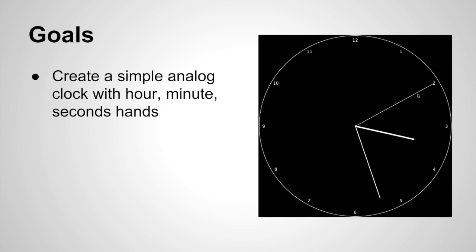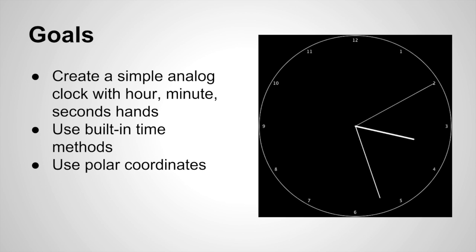The long line is our second hand. The medium line is minutes. This is our hour hand. In the process, we're going to take advantage of Processing's built-in time methods, in addition to some drawing methods like for drawing circles and lines and putting text on the screen. But we're also going to use polar coordinates in order to determine the endpoints of our lines, which will help us think about the drawing a little bit more easily.